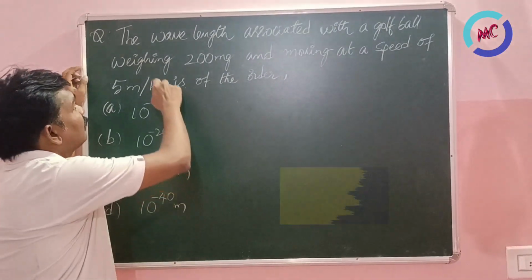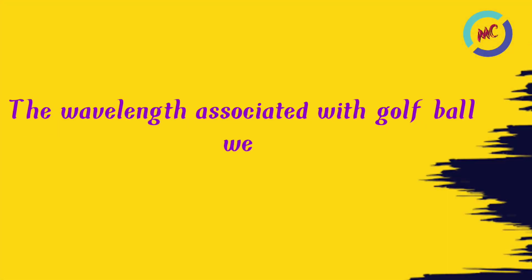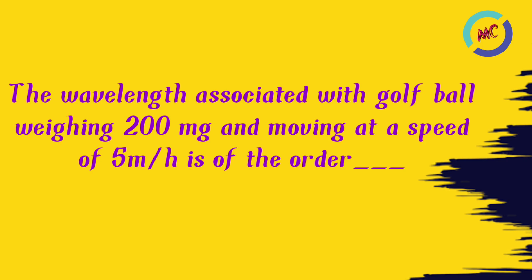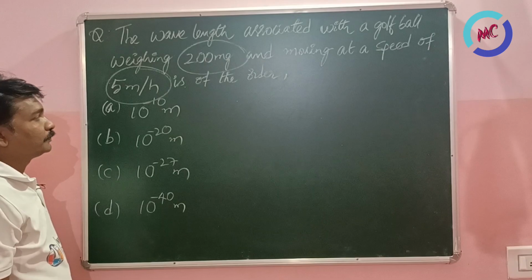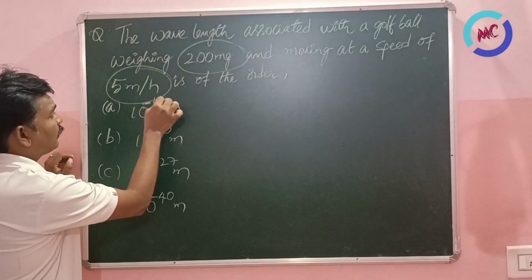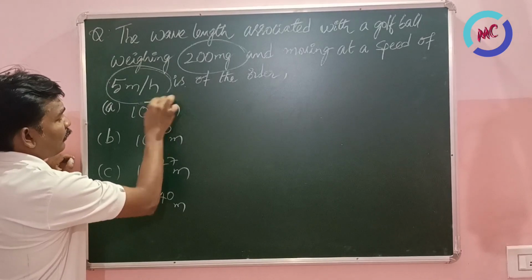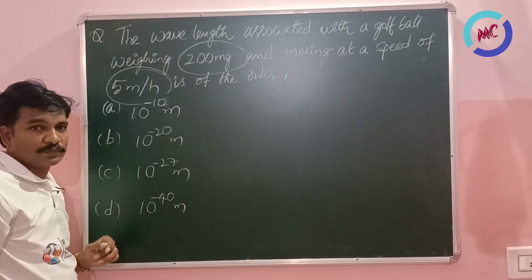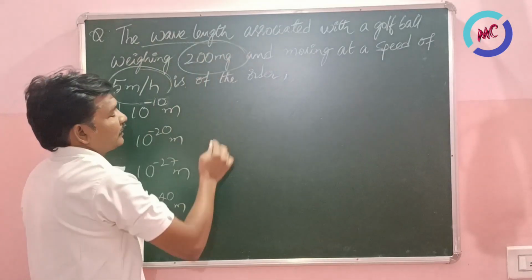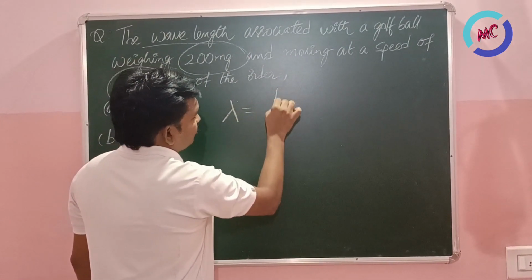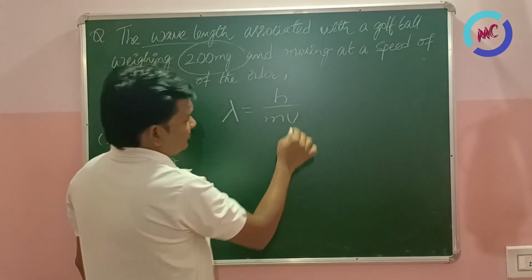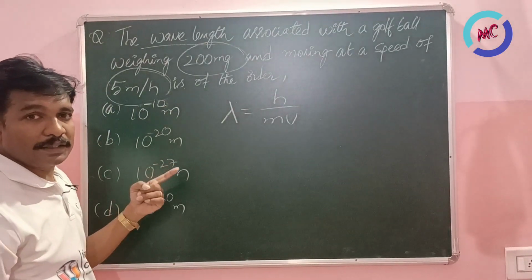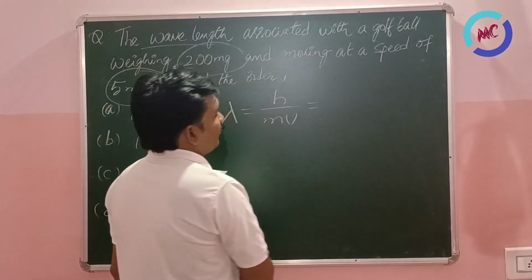In the next calculation, they are asking the wavelength associated with a golf ball weighing 200 milligrams and moving at a speed of 5 meters per hour is of the order. They gave options as 10 to the power of -10 meters, 10 to the power of -20 meters, 10 to the power of -27 meters, 10 to the power of -40 meters. What are they asking? They are asking wavelength. Wavelength lambda is equal to h by mv. See here, the given answer is in meters, which means they calculated in the SI system. What is the value of Planck's constant in the SI system?